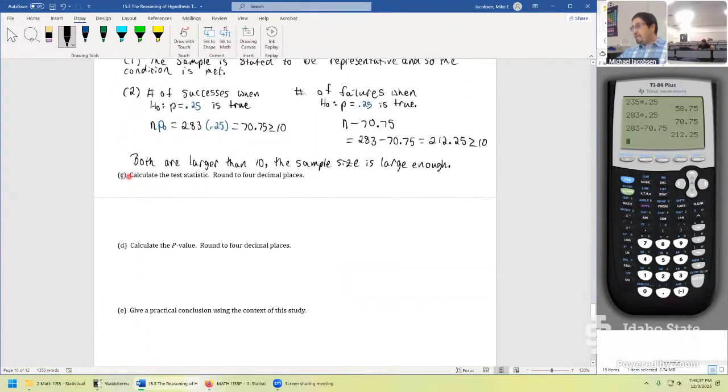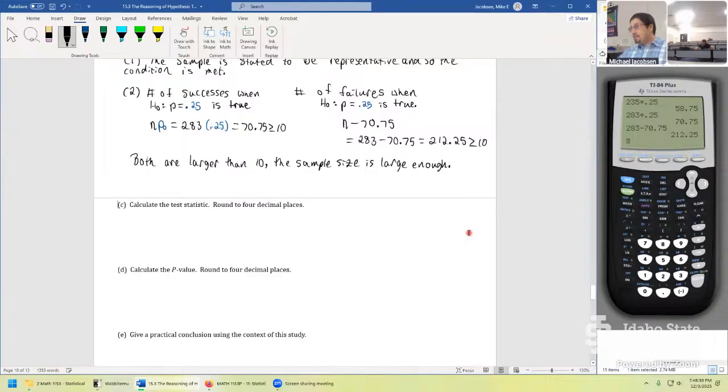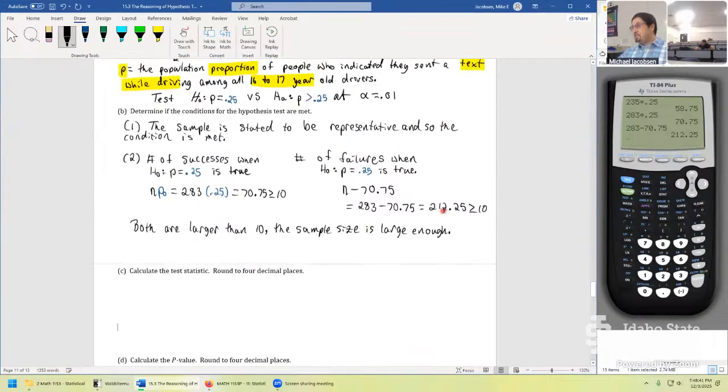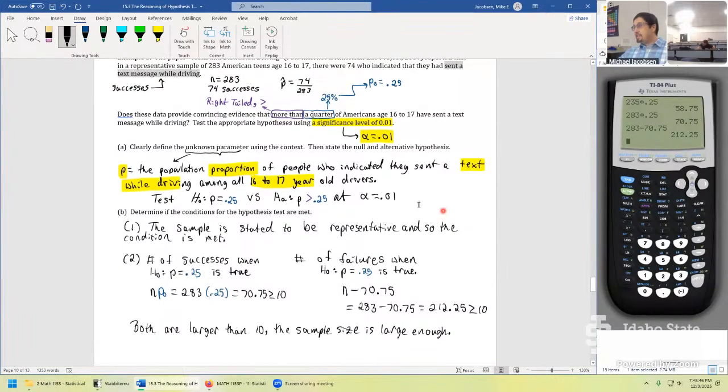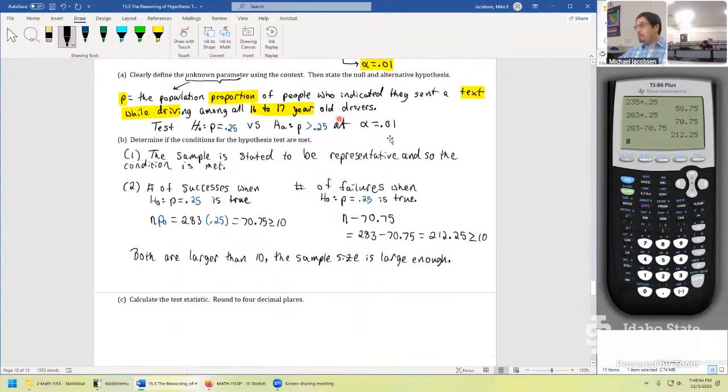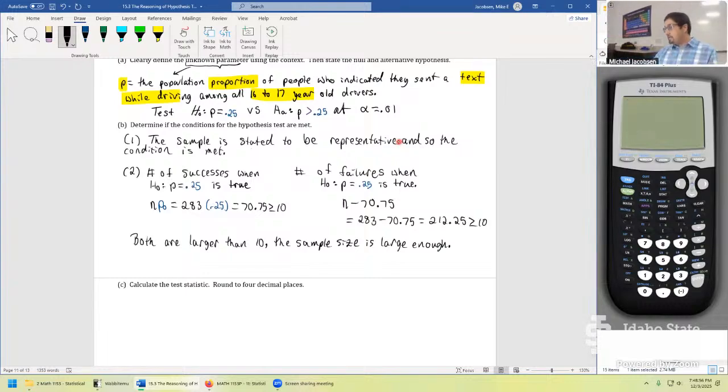Now, going back to part C, calculate the test statistic. This one's kind of tricky in a certain sense. To calculate the test statistic, you need to know the statistic, first of all. So let's carry this down. P hat is 74 divided by 283.